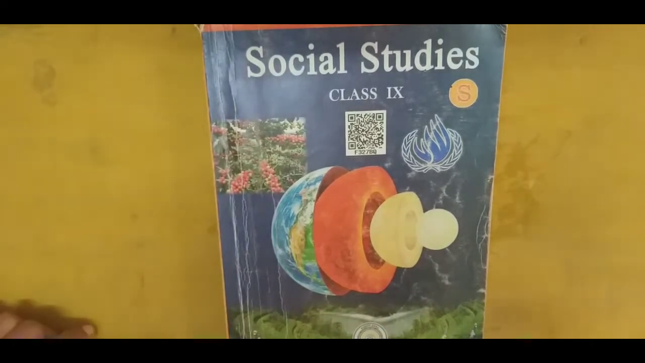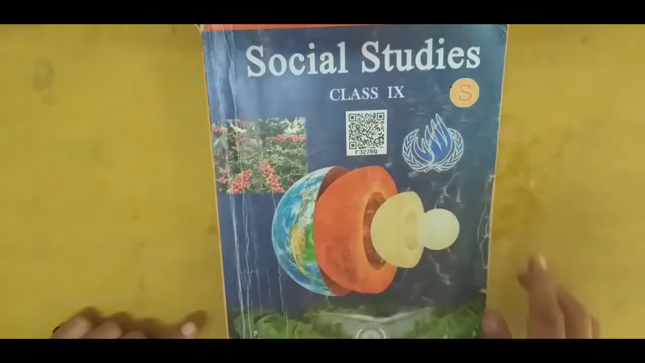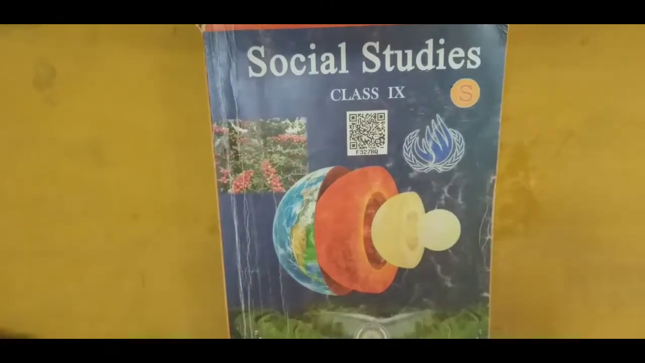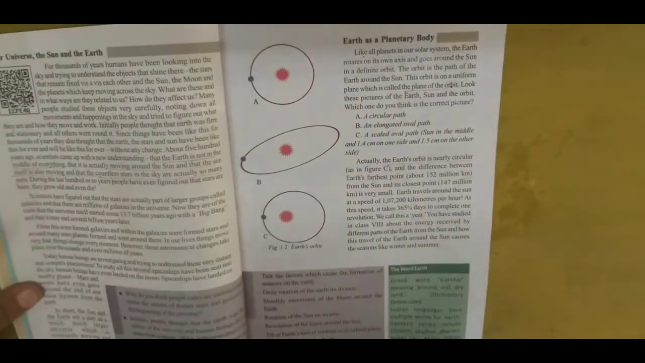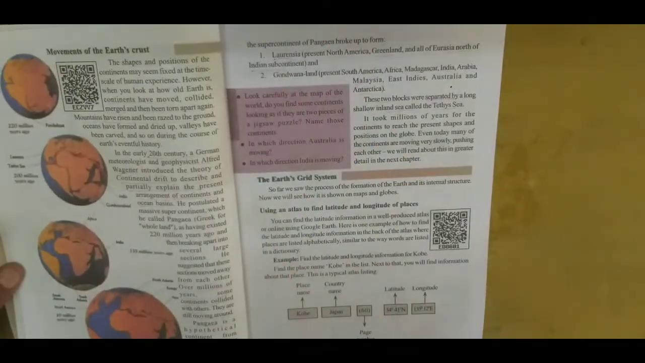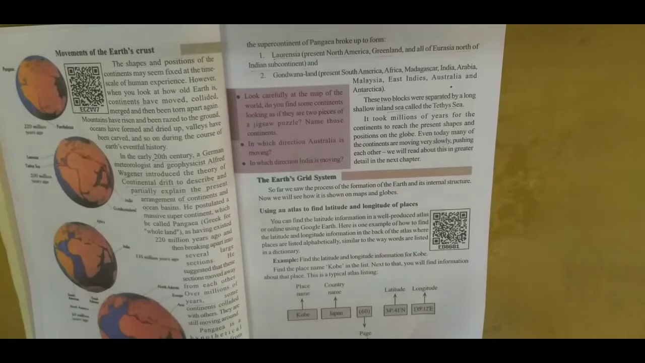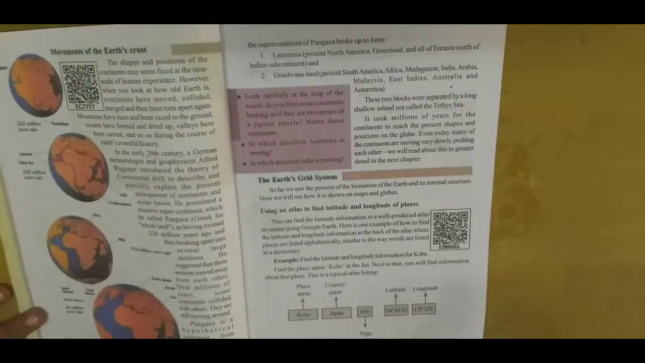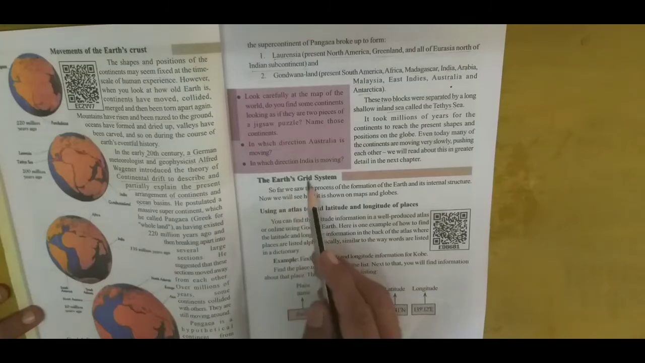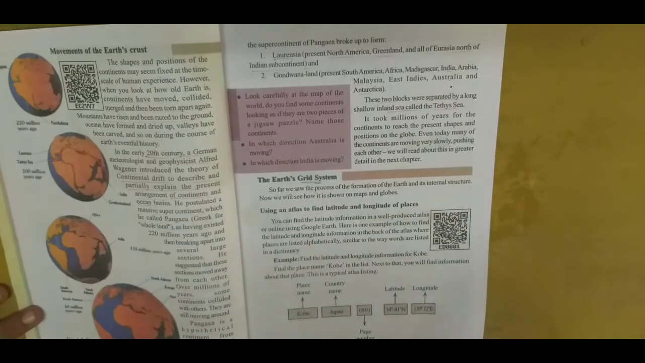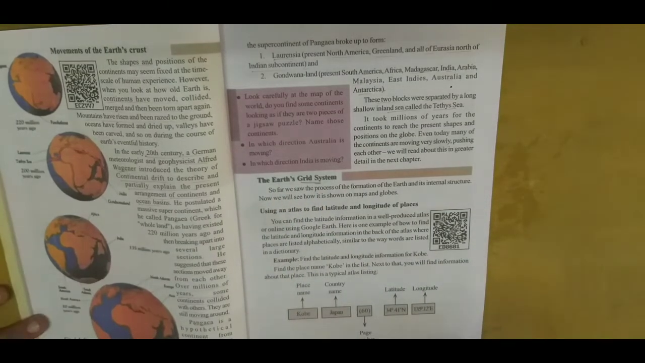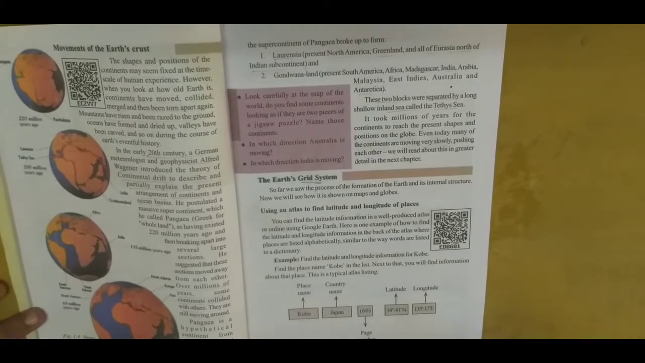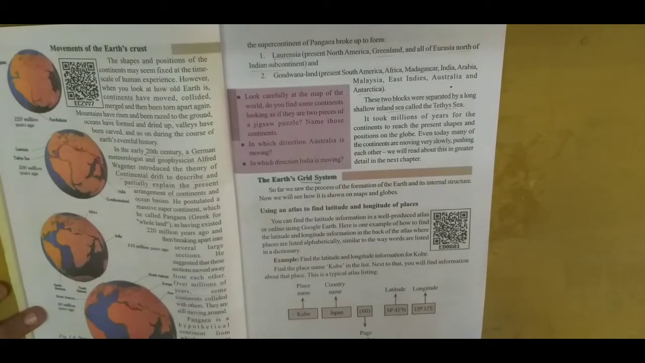Today we are going to deal with 8th class social, 9th class social. Students, take out your textbooks. In the previous class, we completed movements of the Earth's crust. Today we will go to the Earth's grid system, page number 7. Take your pencils, students. Shall we start now?